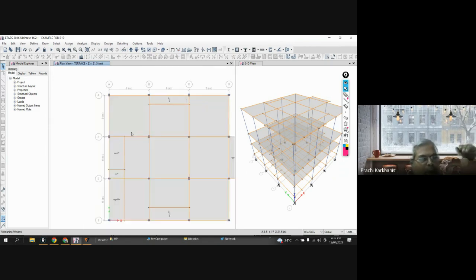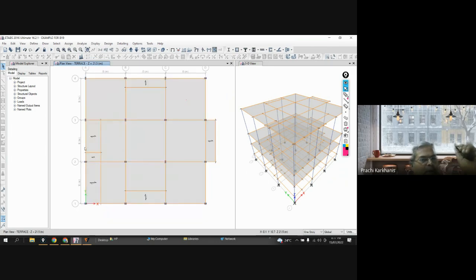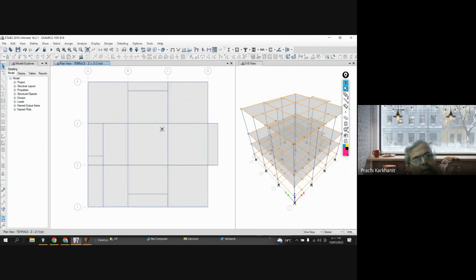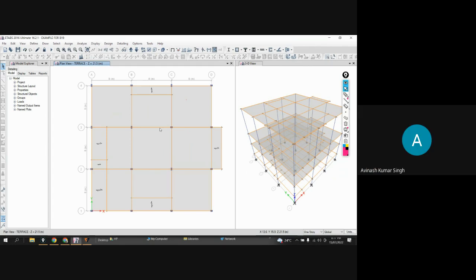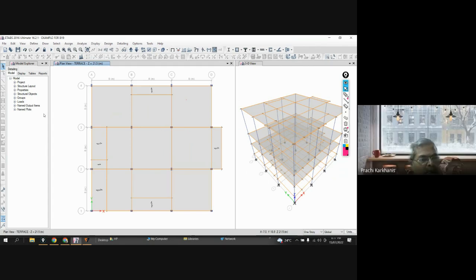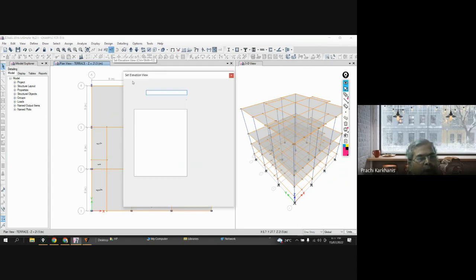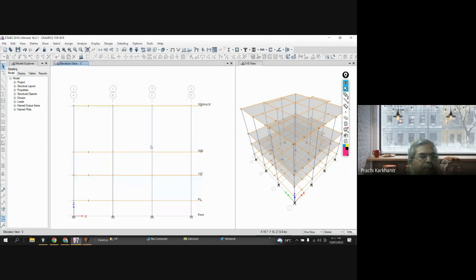Which frame you would like to see? Anything. 1, 2, 3, 4, A, B, C, D. I will open that and we'll see the bending moment and shear force diagram. Let's go for 3. Okay, so I will go to elevation 3. So I'm clicking on elevation 3.